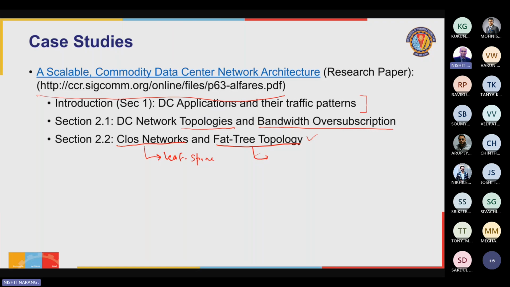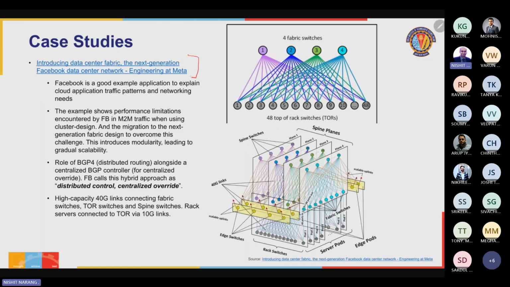But the papers which actually talk about real life data center networks and how they are designed are the next two, which I'm going to talk about. So the first one is about the Facebook data center network. Okay, so this paper is actually a white paper kind of a thing published by Facebook, titled Introducing Data Center Fabric, the Next Generation Facebook Data Center Network Engineering at Meta. That's what they've titled it.